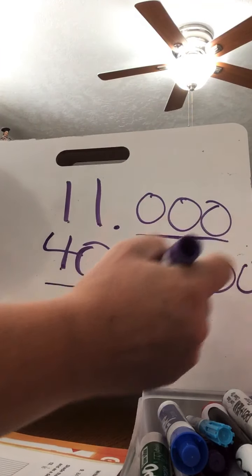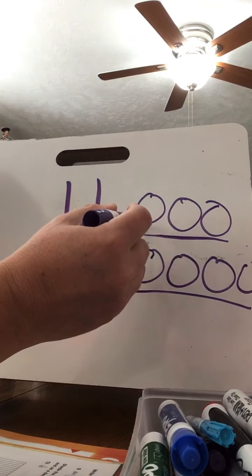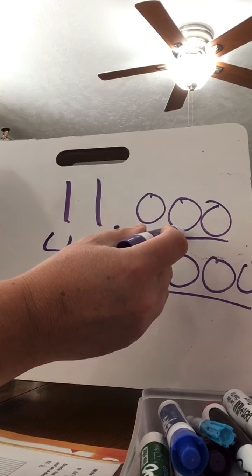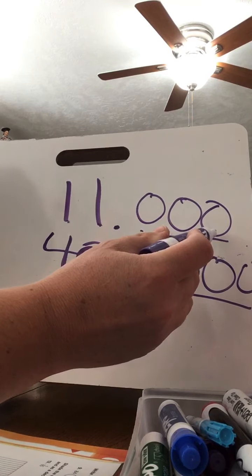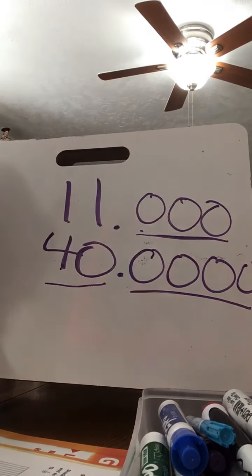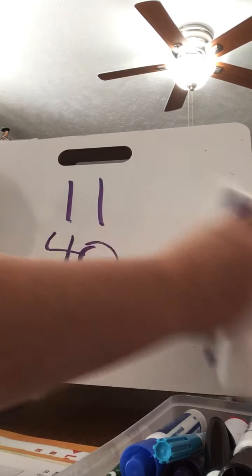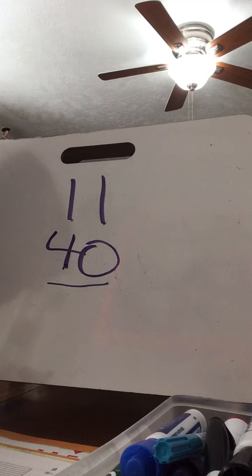But these place values here, remember the first one is tenths. Don't forget the TH. Hundredths, TH. Thousandths, TH. If they're all 0, there's no value there. So that is the same thing as if I just wrote 11 or 40. Does that make sense?